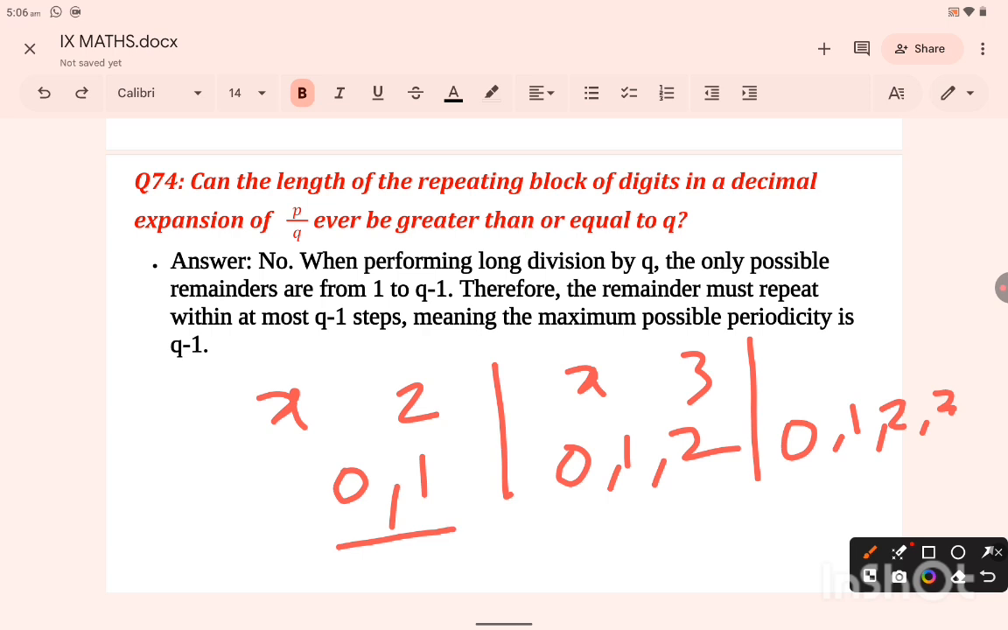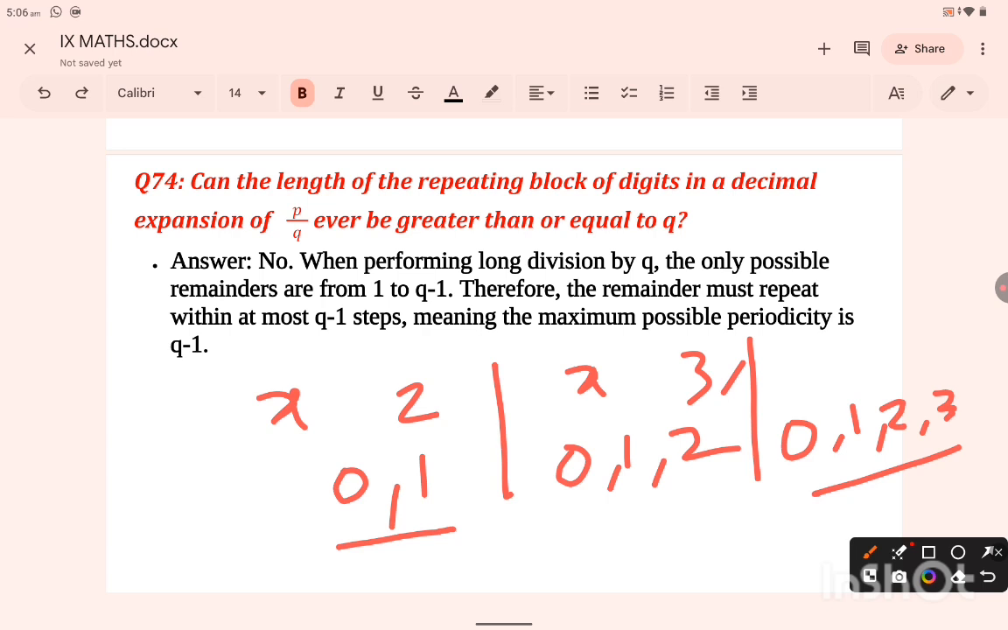How many remainders do we have here? 2. They are 0, 1. When a number is divided by 3, the number of remainders we have here is 3. They are 0, 1, 2. When a number is divided by 4, then possible remainders are 0, 1, 2, 3. How many do we have here? 4.